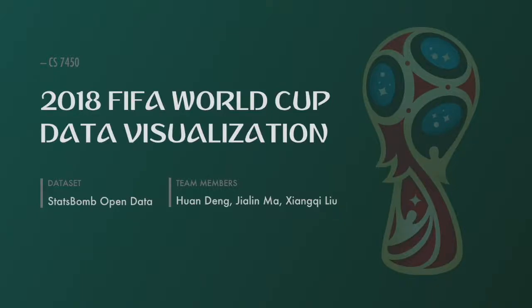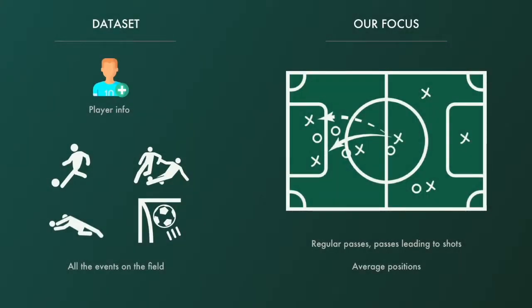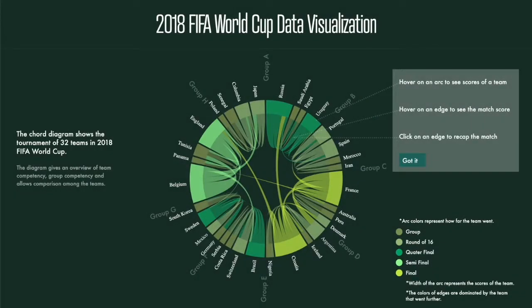Our project aims to visualize the datasets of 2018 FIFA World Cup. The dataset includes players' information and all the events on the fields, such as passes, blocks, goals, shots, players' positions, location, etc. For our project, we intended to focus on the regular passes and passes that lead to shots and goals. Throughout this, viewers can see team competence and team play pattern in the match.